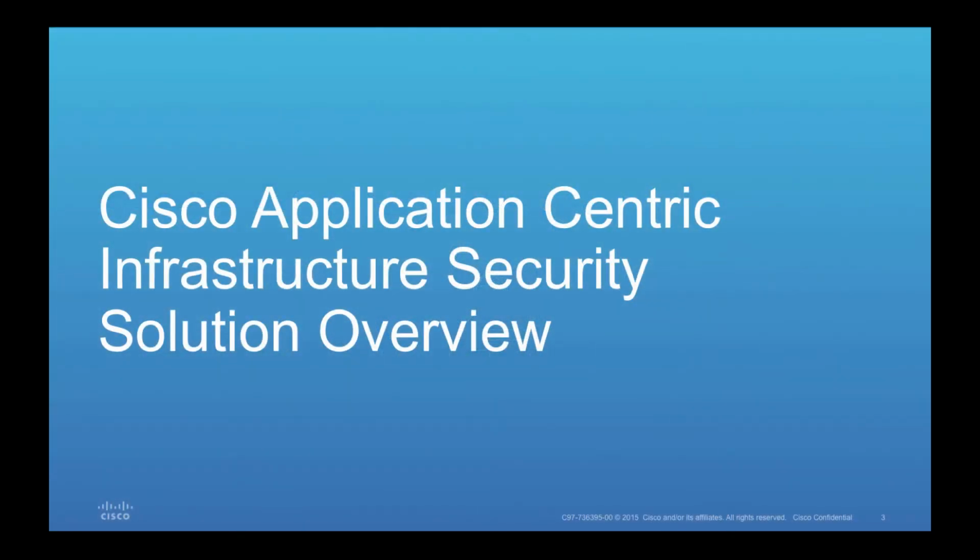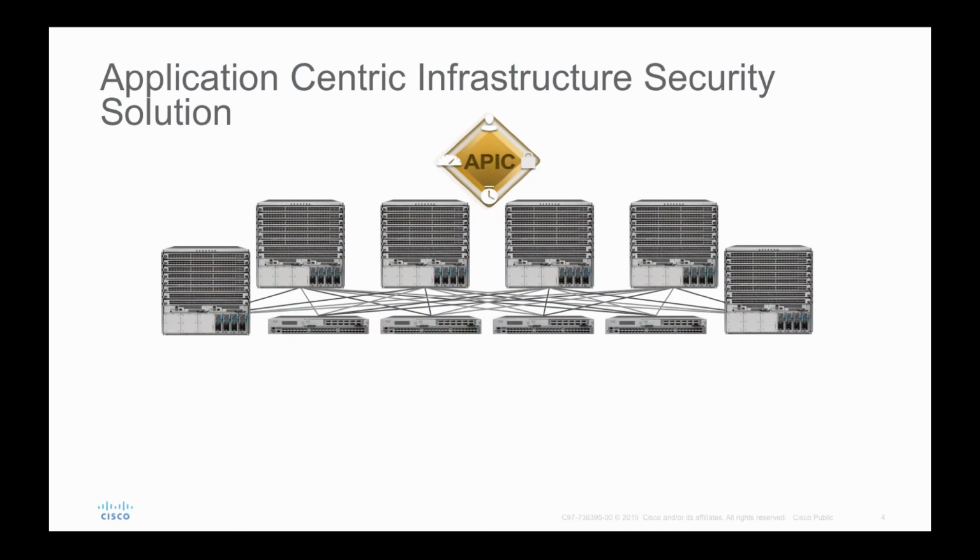Let's begin with our first topic, application-centric infrastructure security solution overview. ACI is an SDN initiative of Cisco. It is a two-layer architecture, spine and leaf switches. All the leaf switches are connected to all spine switches, and there is a device known as APIC controller, which is responsible for orchestration, provisioning and management of resources within the ACI fabric.